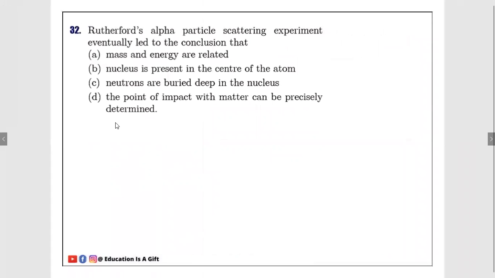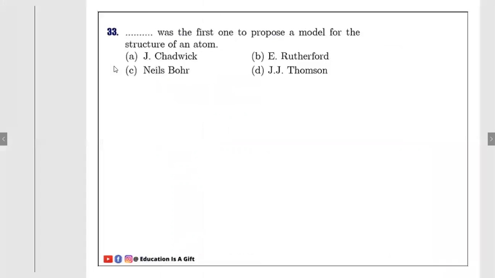And 32. Rutherford's alpha particle scattering experiment eventually led to the conclusion that what he told, mass and energy are related. No, he didn't say anything regarding energy and mass. Nucleus is present in the center of the atom. Yes, if you take, the atom is mostly hollow. A lot of space will be there inside the atom, and in the middle there will be the nucleus. Yeah, that is correct. Neutrons are buried deep in the nucleus. No, he didn't say anything about neutrons. James Chadwick told about neutrons, so wrong. The point of impact with matter can be precisely determined. He didn't talk anything about matter or impact, nothing. You can ignore this statement. Simply to say, answer is B.